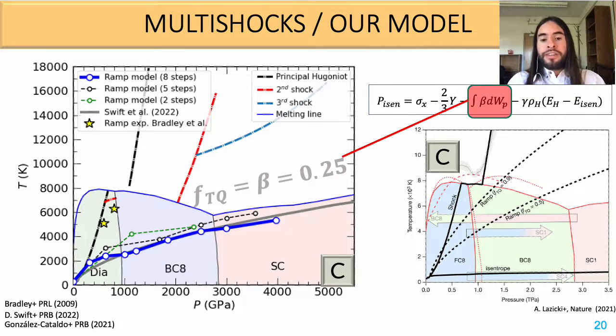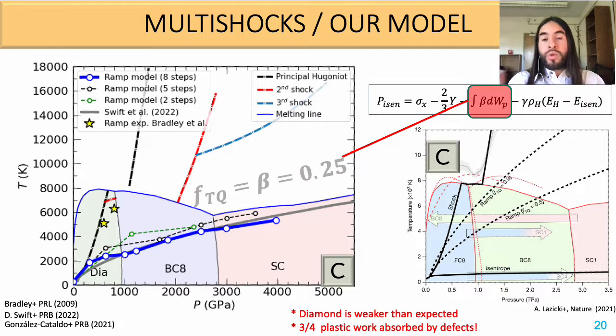That means that either diamond is weaker than we thought, or that 3/4 of the energy gets absorbed into vacancies or some sort of defects.